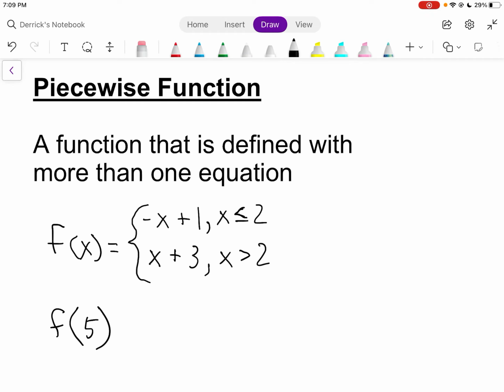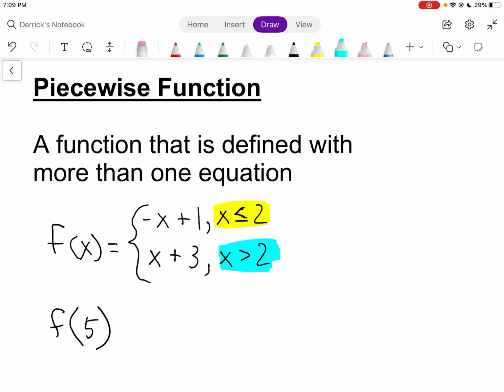The way we'll do that is by using the inequality rules, meaning the first equation is only allowed to be used if x is less than or equal to 2, whereas the second equation is only allowed to be used if x is greater than 2. If you think about that, you will realize that any x value I could ask you to plug in will only be allowed to be plugged into one of the two equations.